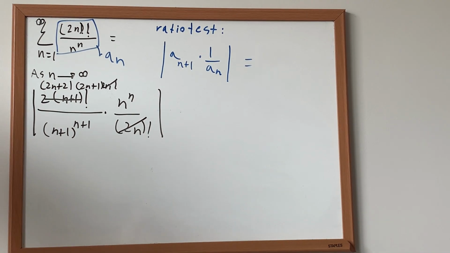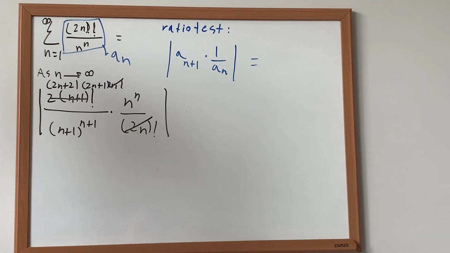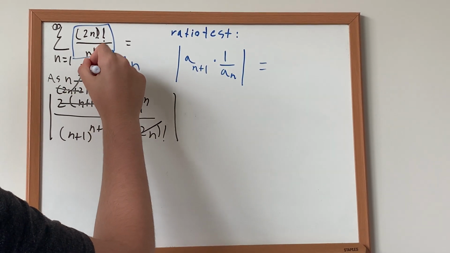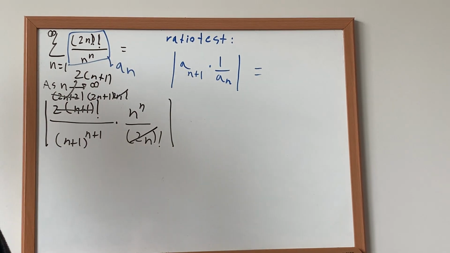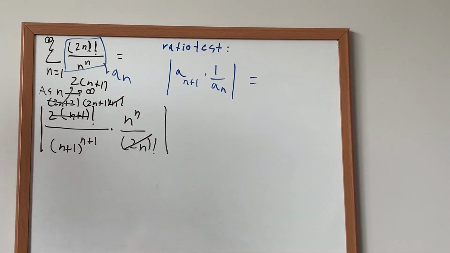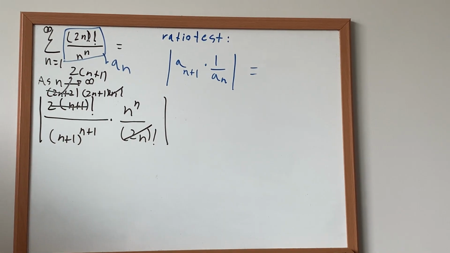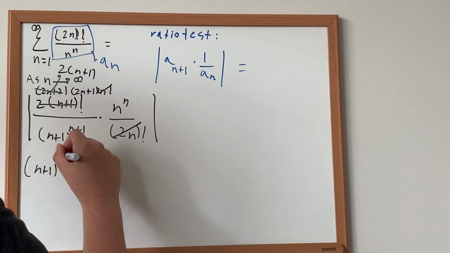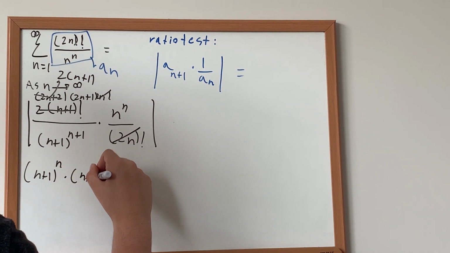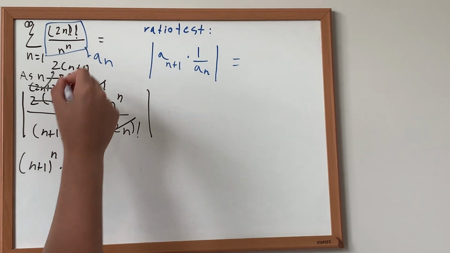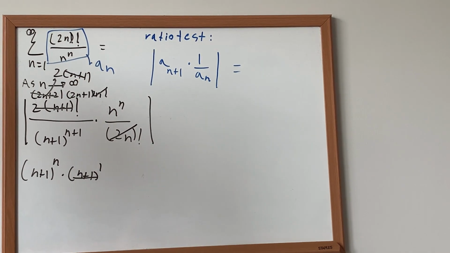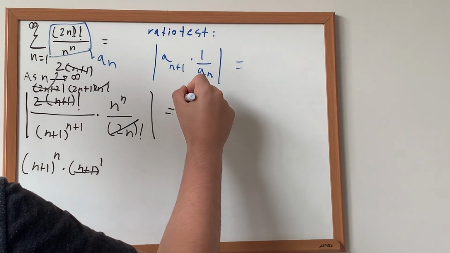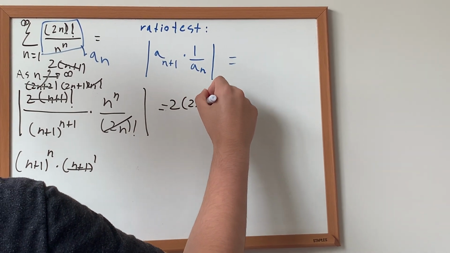Now, the next step we should do is that we can factor this out, and if we factor this out, we get 2 times (n plus 1), and also we can simplify this (n plus 1) to the power of n plus 1. We can write it as (n plus 1) to the power of n multiplied by (n plus 1) to the power of 1. So now you can see that this (n plus 1) and (n plus 1) cancel, and the final result is 2 times (2n plus 1). So we get 2 times (2n plus 1).